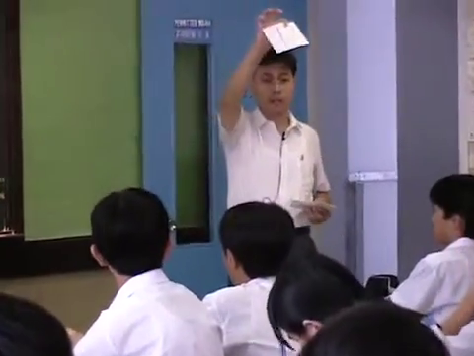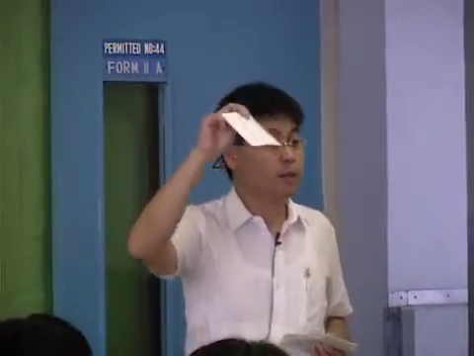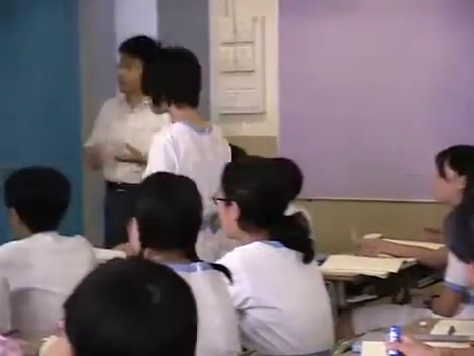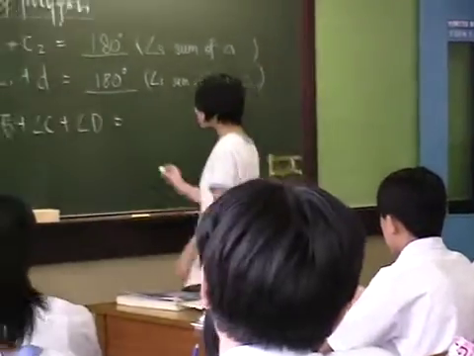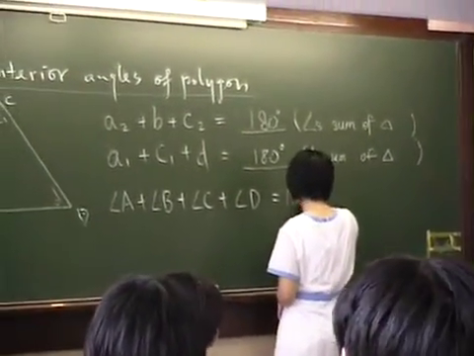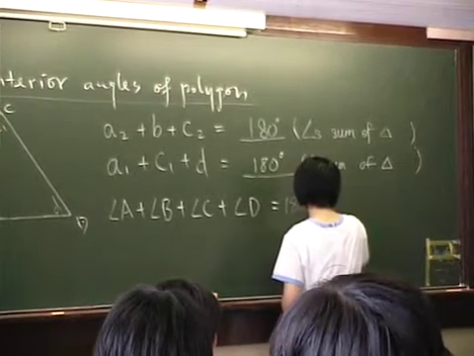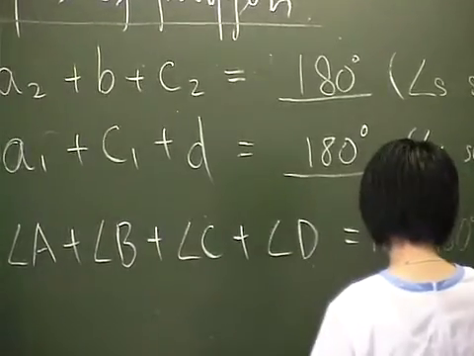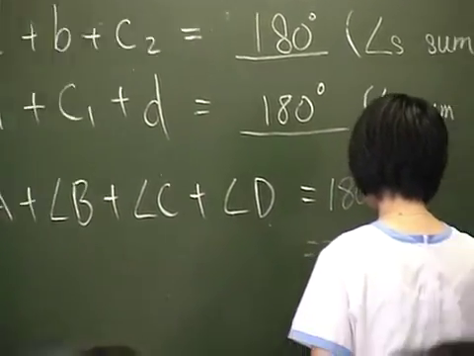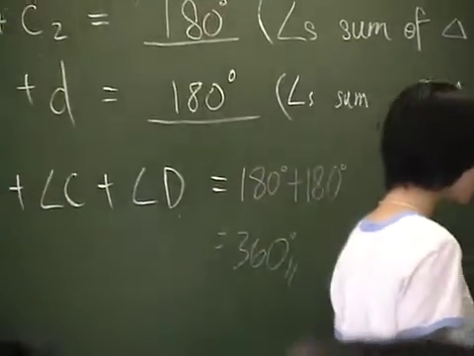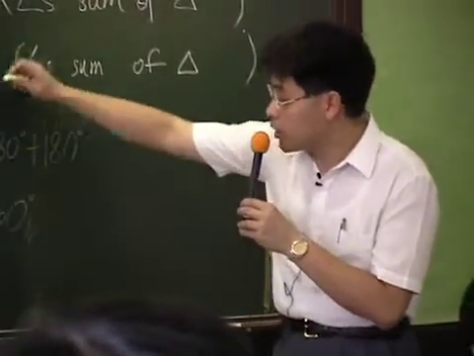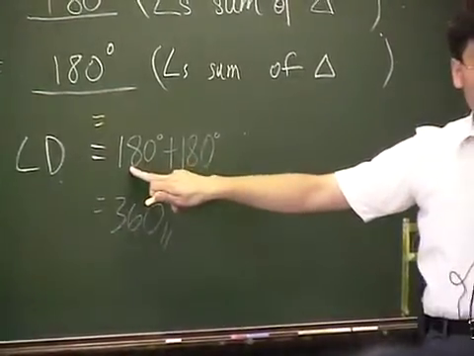Number 17, have you worked out the answer? Yes, okay, try to show it to us. Okay, thank you. Can you work out the sum? It is equal to 360 degrees. Yes, okay. How did you get such an answer? Why do you write down 180 degrees plus 180 degrees?